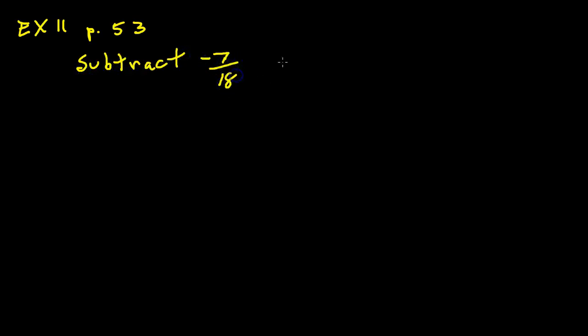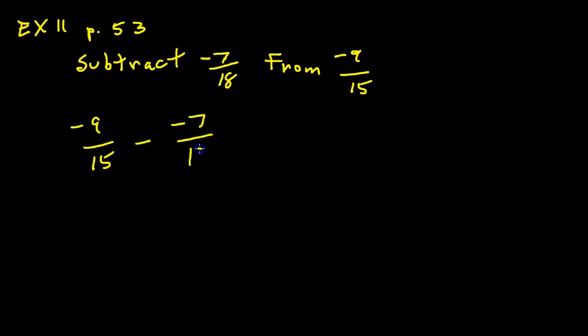All right. Let's see, you can do another example from the text. This is example 11 on page 53. All right, they write this out in words here. Don't get thrown, don't panic, it's not a word problem. Subtract minus 7/18 from minus 9/15. All right, you're subtracting one number from another. So that means I'm going to start out with minus 9/15, and I'm going to subtract minus 7/18. So a lot of negative signs floating around here. So with some good housekeeping, I think we'll be okay.